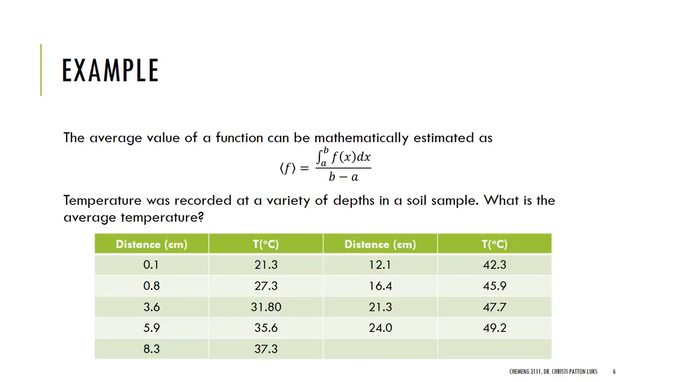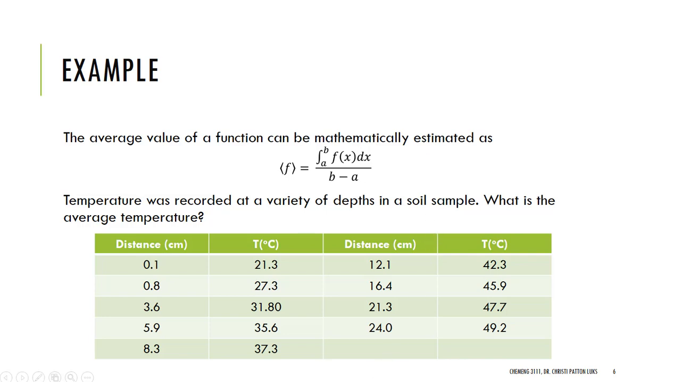So here is some data, and if you wanted to figure out the average value of a function, then you just simply integrate the function from a to b and then divide by the length of that interval, so b minus a. And so here we've measured temperature at a variety of depths in a soil sample, but they didn't really do it evenly. It's just sort of random, it seems like. And our temperatures range from 21 to 49 degrees. Okay? And we want to know what the average value is.